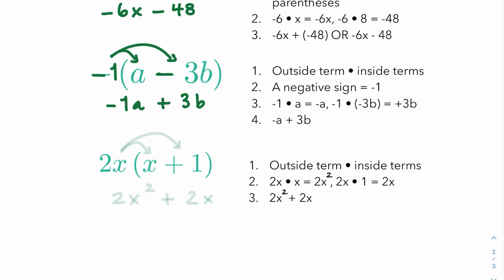Then in our final example, we have 2x times a positive 1x and times a positive 1. 2x times x is 2x squared. 2x times positive 1 is positive 2x.